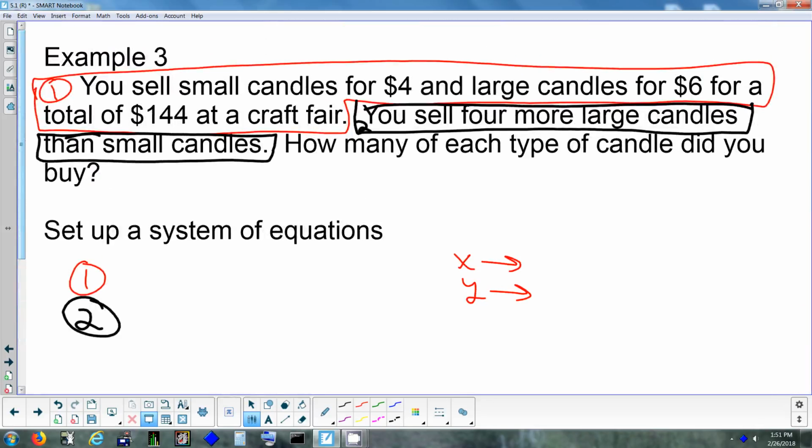So we have to decide what x is going to mean in this problem. What two things are we trying to find here? The amount of large and small candles. Large and small candles, right?